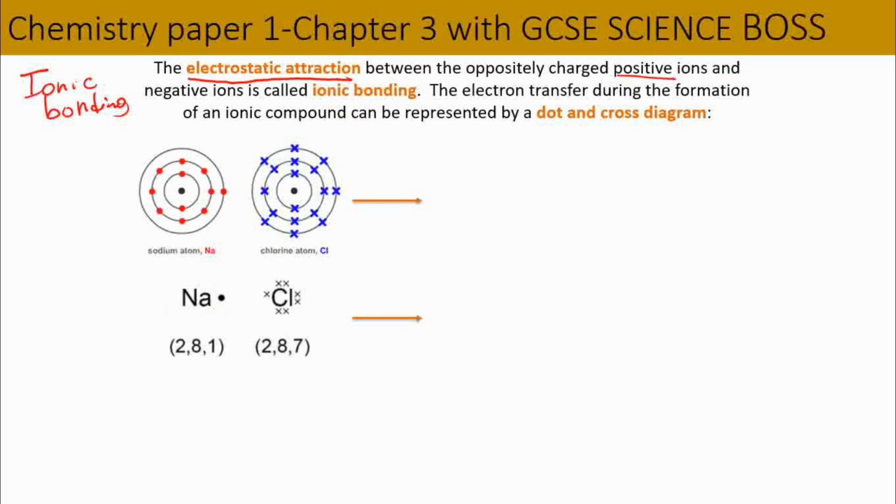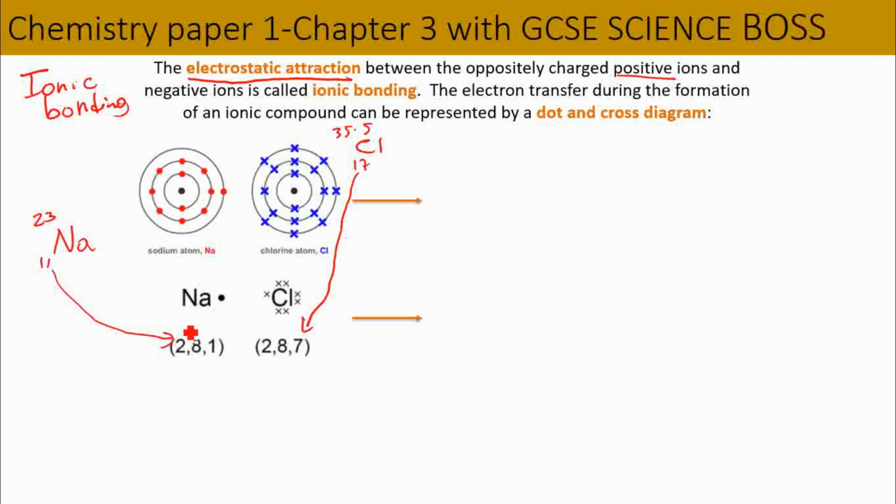If you look at your periodic table, you're going to see that sodium is 11 and 23. The atomic number is 11, which means it has 11 electrons. Therefore, that's going to give us 2,8,1. And chlorine, if you look at your periodic table, is 17 and 35.5. So it has 17 electrons. That gives us 2,8,7.